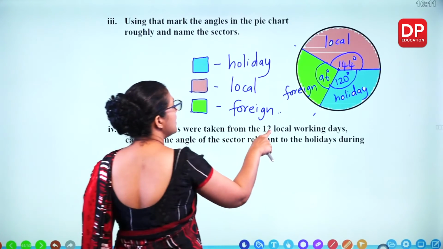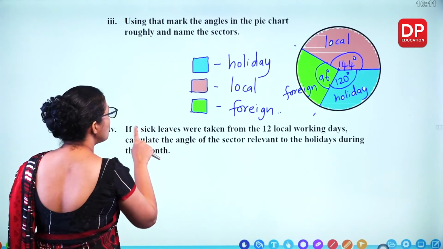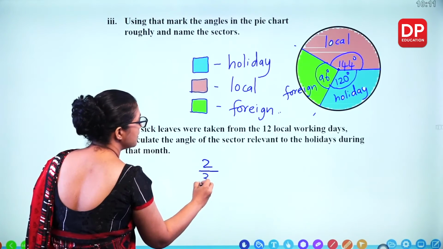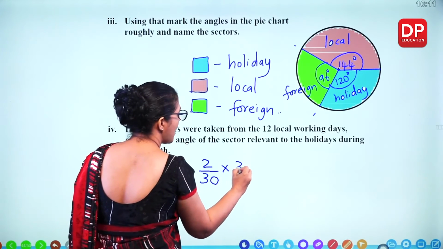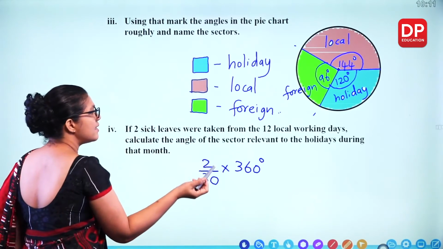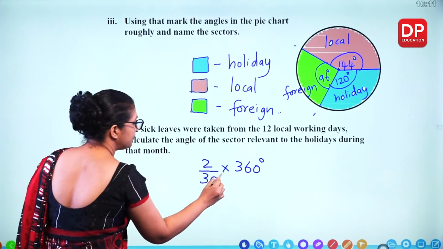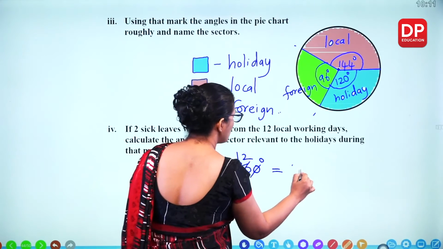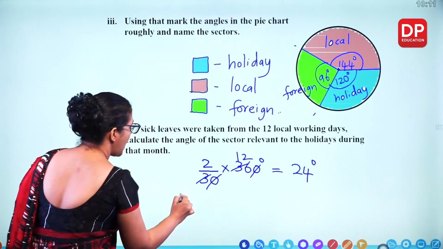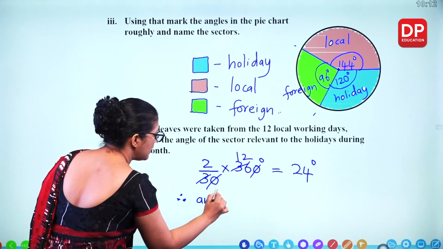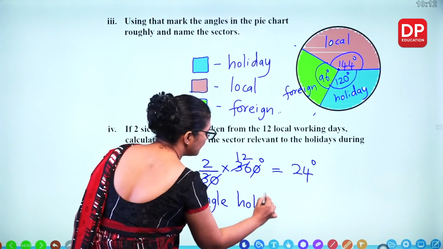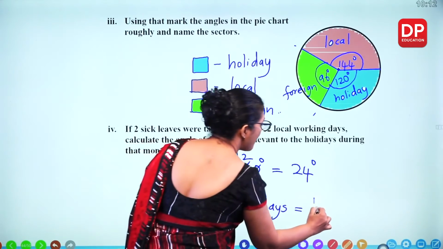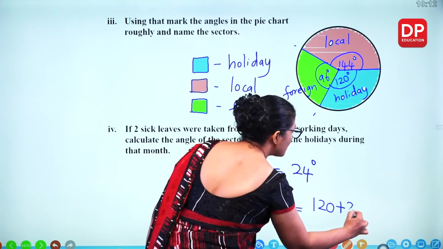So we'll see what's the angle for 2 days. So 2 days out of 30 into 360. That's the angle you are adding to holidays. 3 times 12. So 12 times 2, 24 degrees adding. So therefore the angle for holidays becomes 120 earlier plus 24.